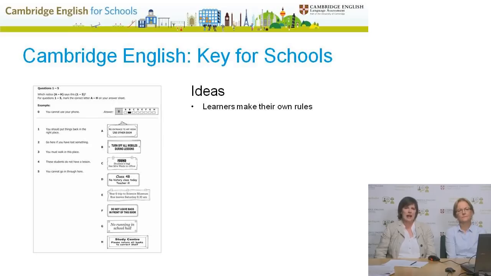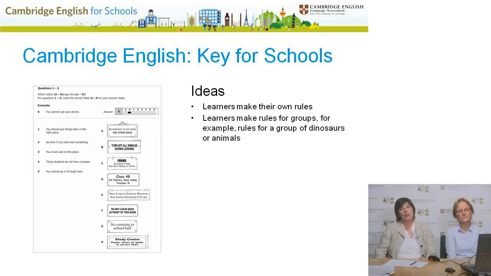Another idea could be to make rules for groups. This would be for something you are working on, a topic, for example. If your topic is animals or festivals, learners could make rules for those animals or the festivals. A rule for bears, for example, could be every day you must have meat and berries in your lunchbox. You could do this with even very young learners and very young children, and they could work on the rules and put them up around the room.